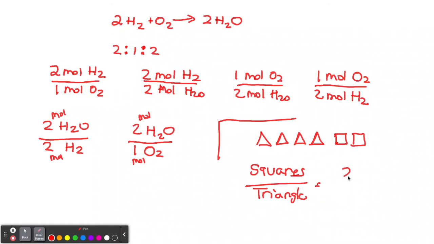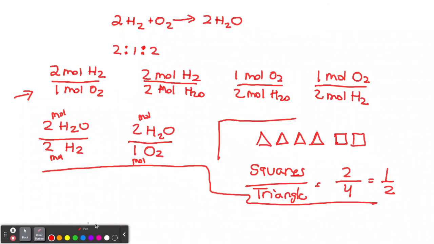You have to put 2 to 4, which is 1/2, right? You can't put the triangle number first. So that's why it's important whatever is on top. So we have 6 ratios here. Very important.